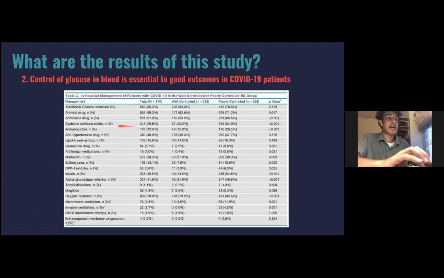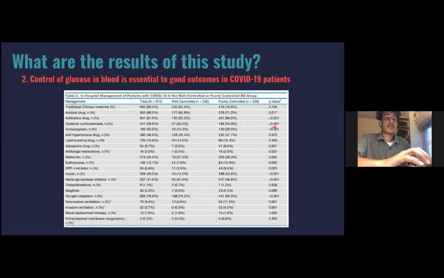So again, let's look at the systemic corticosteroids. Looking at the poorly controlled blood glucose group, we can see that they were prescribed this at a rate of about 35%, compared to 20% for the well-controlled patients.